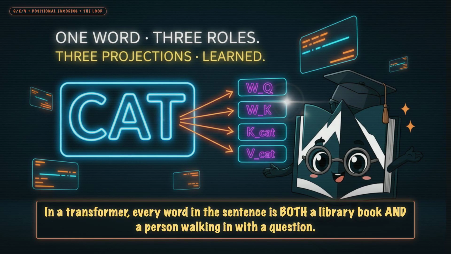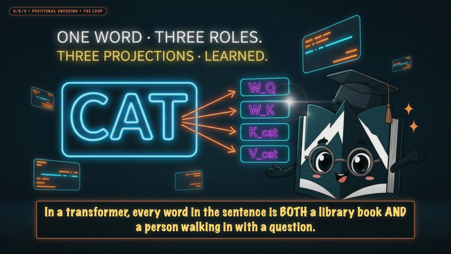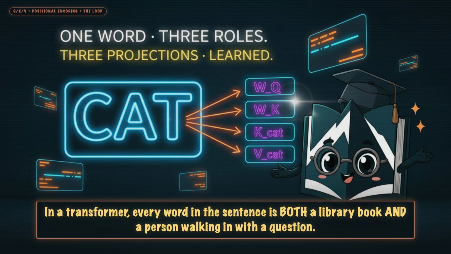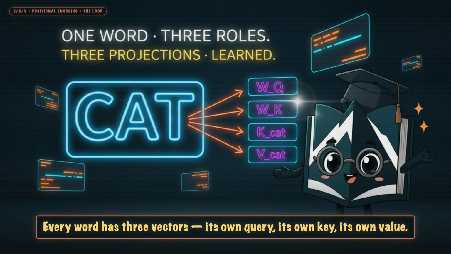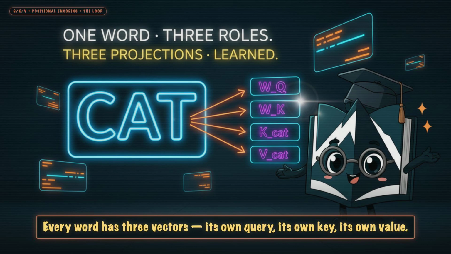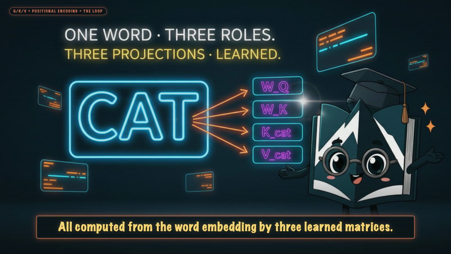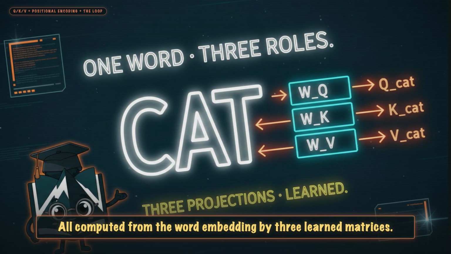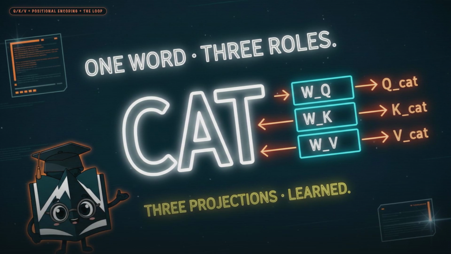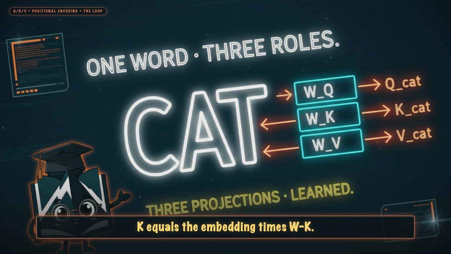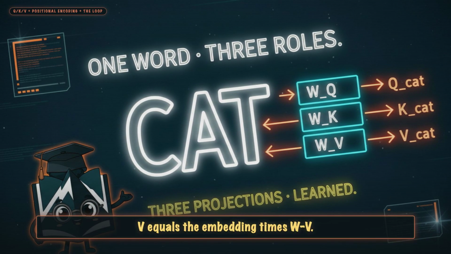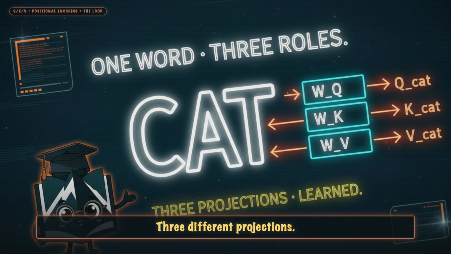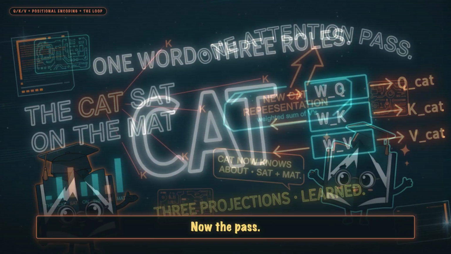In a transformer, every word in the sentence is both a library book and a person walking in with a question. Every word has 3 vectors: its own query, its own key, its own value, all computed from the word embedding by 3 learned matrices. Q equals the embedding times WQ. K equals the embedding times WK. V equals the embedding times WV. Same word. 3 different projections. 3 roles.